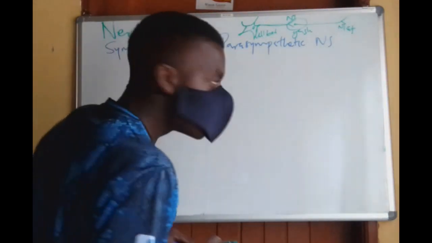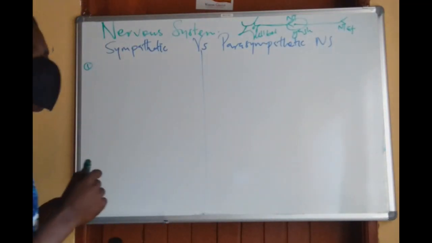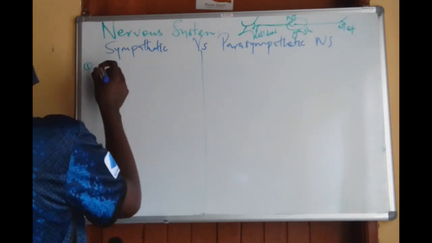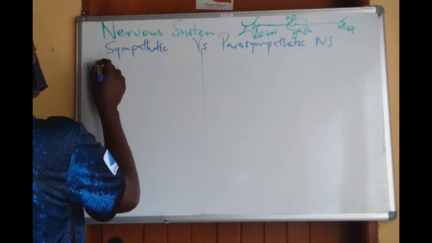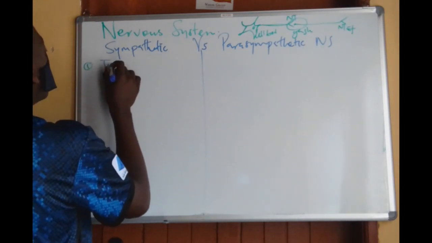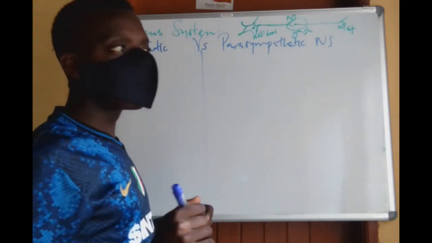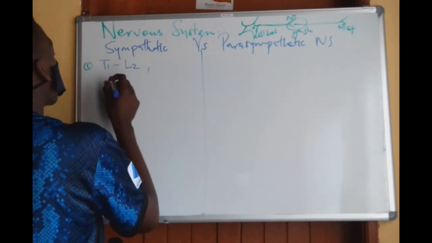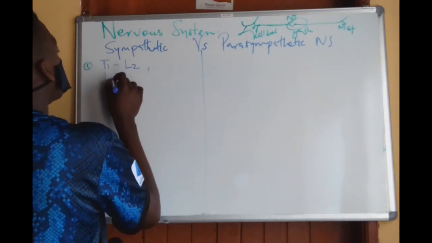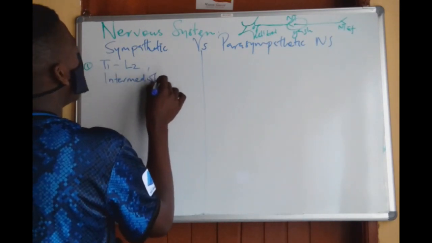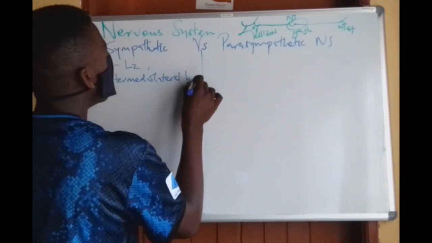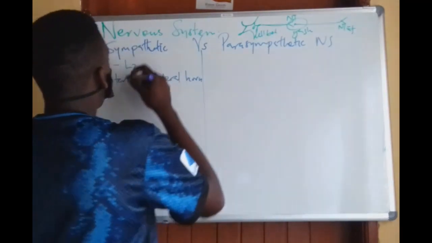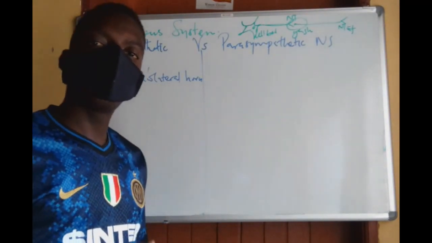So the sympathetic, the first difference is all about the cell body. Where is the cell body located? Yes, we have the cell body of the sympathetic nervous system located between T1 to L2, but where exactly in the spinal cord? It is found in the intermediolateral horn. We talked about this in the previous video. It forms the thoracolumbar outflow.